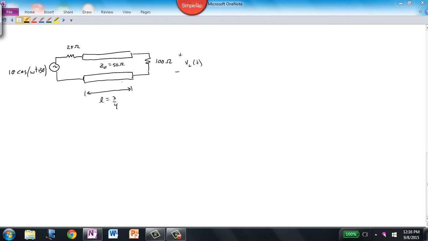What we want to determine is the general equation for the voltage along the transmission line, and we also want to solve for the time domain expression for the voltage at the load.